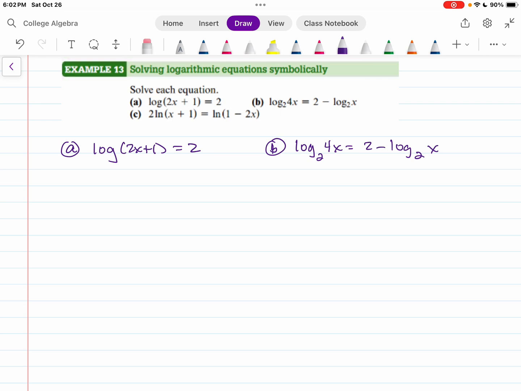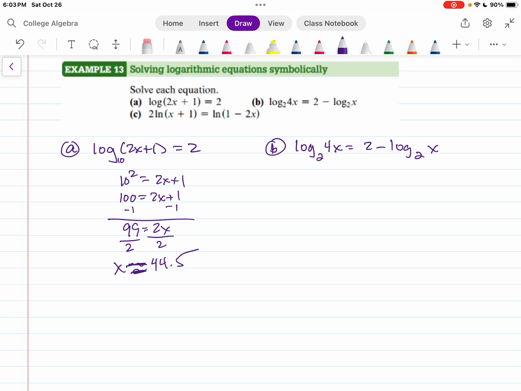On part A, we're going to remember that when there's no base on the log, it's log base 10. So I'm going to rewrite this in exponential form. 10 squared is equal to 2x plus 1. And then I'm going to go ahead and solve that for x. And get 100 equals 2x plus 1. Subtract the 1, I get 99 equals 2x. Divide by 2, and I get x is approximately 44.5. Or I guess we can say exactly because we didn't round, so we can say exactly.